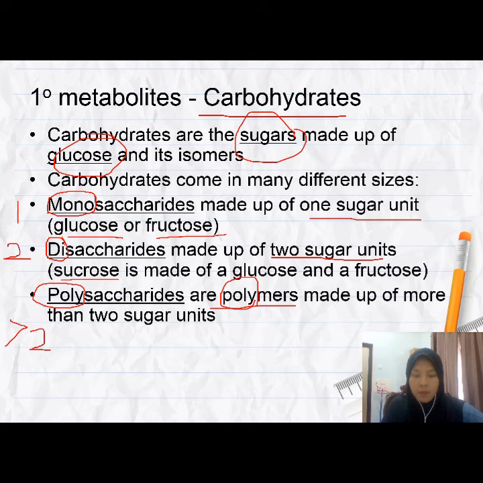Okay, so remember carbohydrates are sugar and made up of glucose. Okay, so there are three categories. We have monosaccharides, disaccharides, and polysaccharides. And how to know the difference between these saccharides is from the name itself. So mono meaning one sugar unit, di meaning two sugar units, and poly meaning more than two sugar units. And it is in the type of polymer.